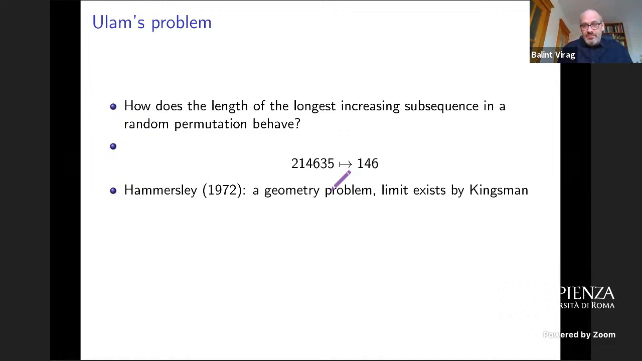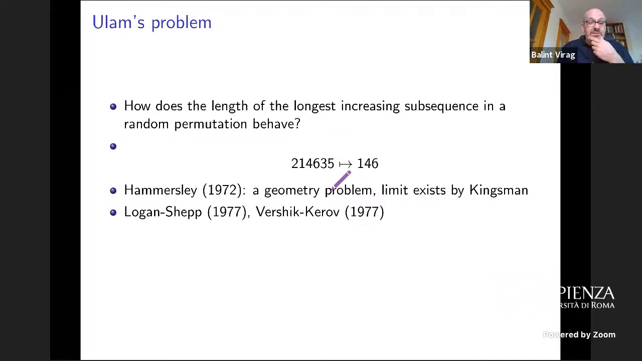Hammersley realized that this is actually a geometry problem, and then used the Kingman ergodic theorem to prove that if you look at the length and divide by square root of n, there has to be a limit. Okay, and then this limit was 2, and it was identified by Logan and Shepp and Vershik and Kerov quite a bit later.